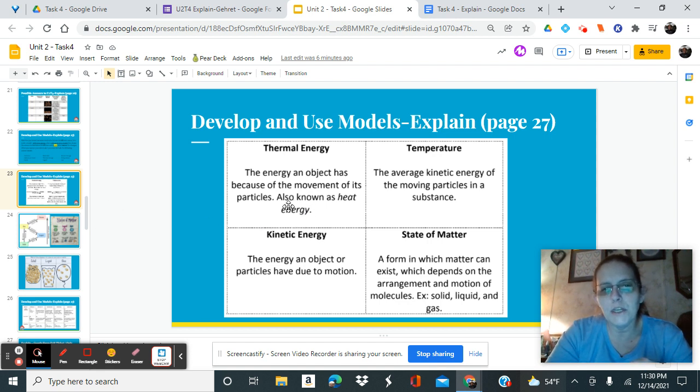What is thermal energy? It is the energy an object has because of the movement of its particles. It's also known as heat energy. Temperature is the average kinetic energy of the moving particles in a substance. Kinetic energy is the energy an object or particles have due to motion. And the state of matter is a form in which matter can exist, which depends on the arrangement and motion of molecules: solid, liquid, or gas. Those are important key terms to know.